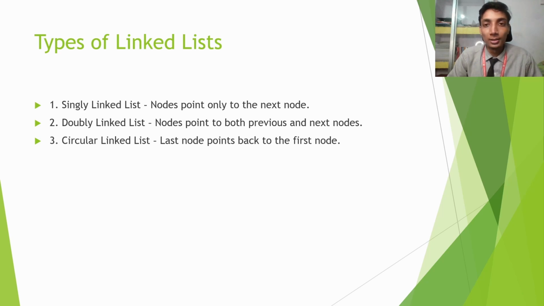Circular linked list. In this variant, the last node points back to the first node, creating a circular chain. Each type has its own use cases and benefits, which we will explore further.